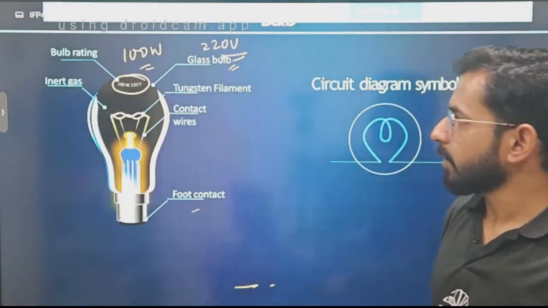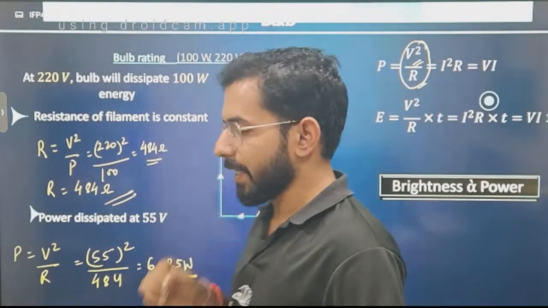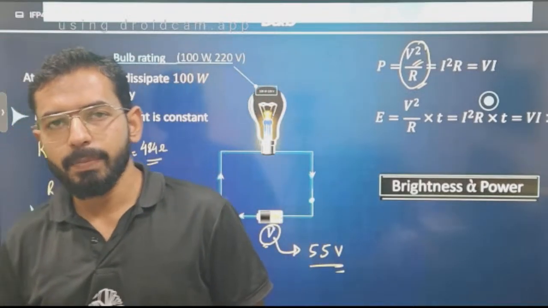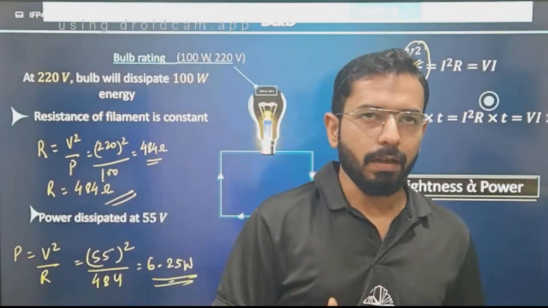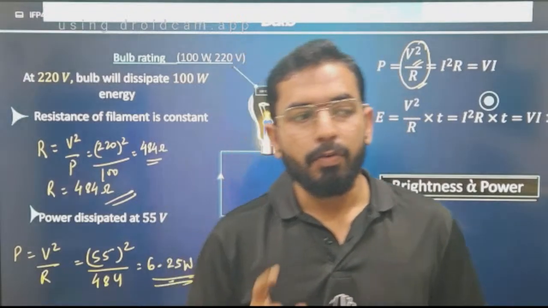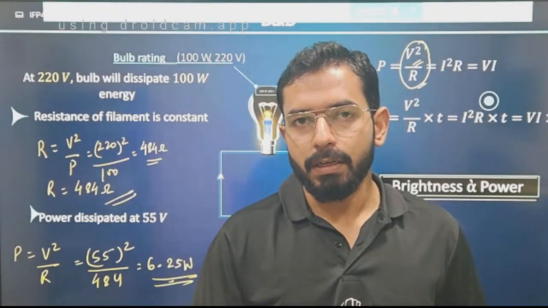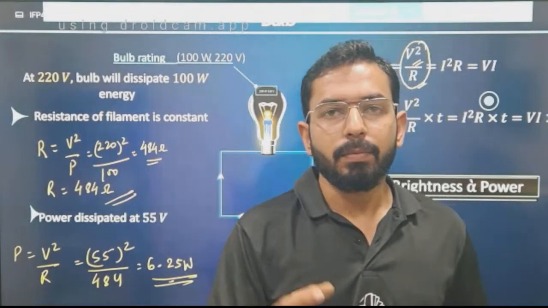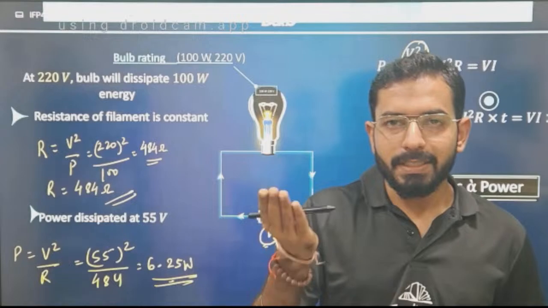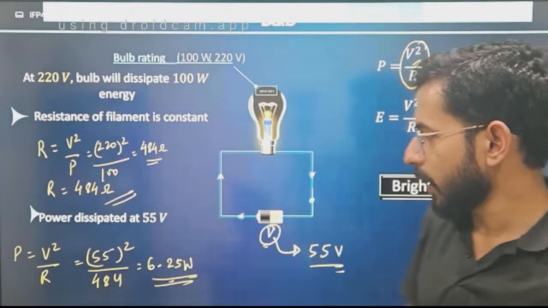Now what kind of questions will be coming? Questions will be coming on in which case the bulb will glow brighter. Always remember one simple thing: whenever the power is more, the bulb becomes brighter. Power is directly proportional to the brightness. Let's see how.